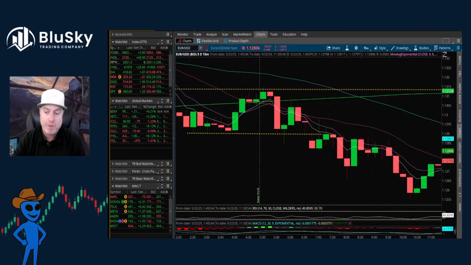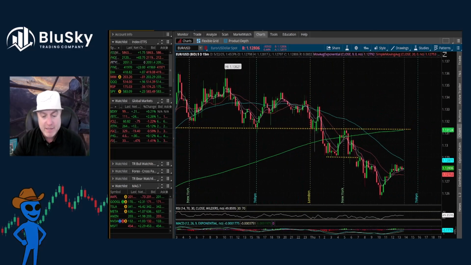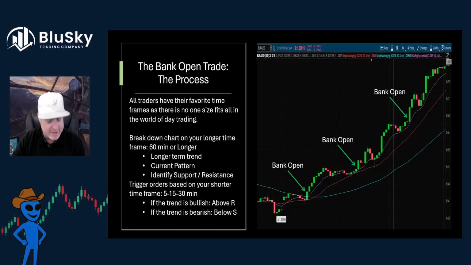And so the bank open is a really good trade to understand because it happens every night. And it's an anchor that you guys can utilize every day moving forward.